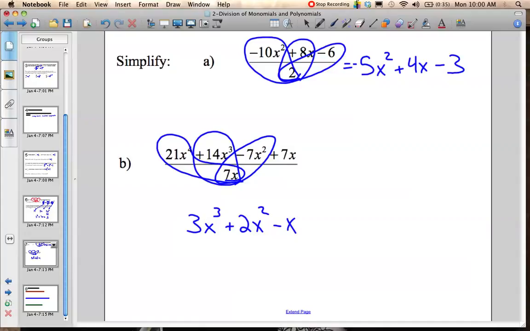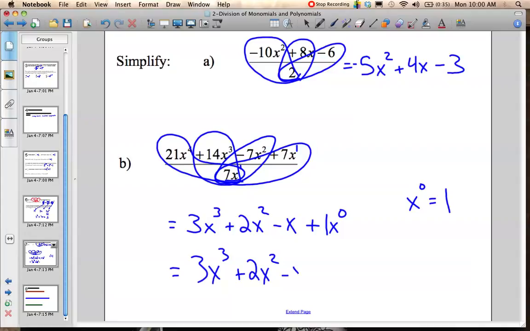But here's why I did that to begin with. Take a look at the last one. 7 divided by 7 is 1. X to the first, and x to the first gives me x to the 0. But you remember again what x to the 0 power is. Remember, x to the 0 is equal to 1. Anything to the 0 is equal to 1. So then this final answer is going to be 3x to the third plus 2x squared minus x plus 1. Please don't just cross those x's off, or the 7's at the end too. A lot of people want to just try to get a 0 here for this last term. You don't want to do that.